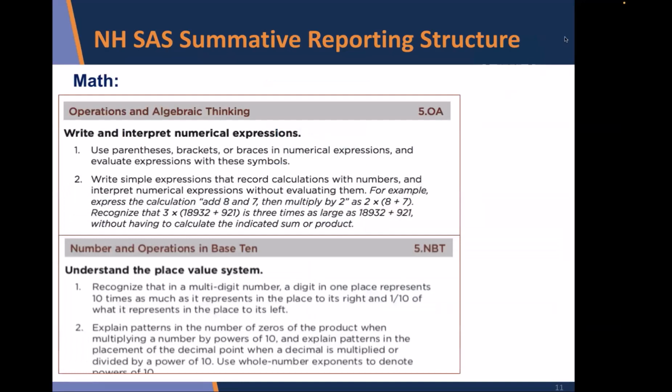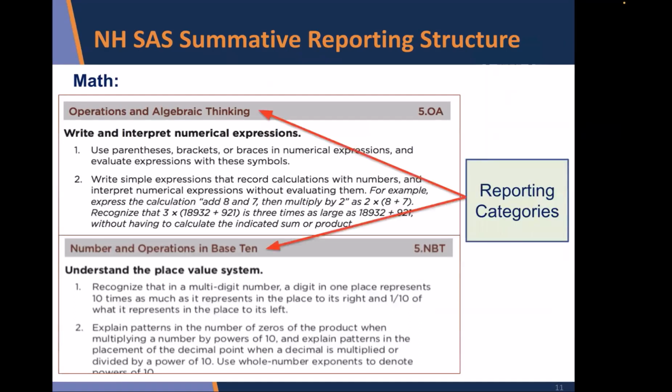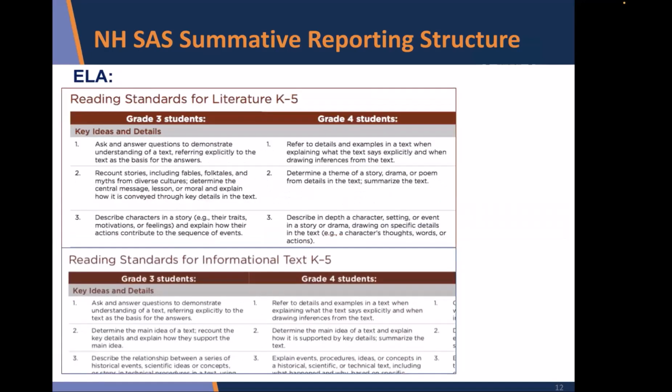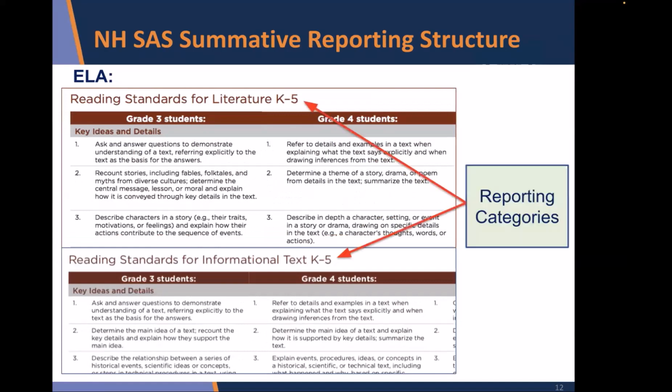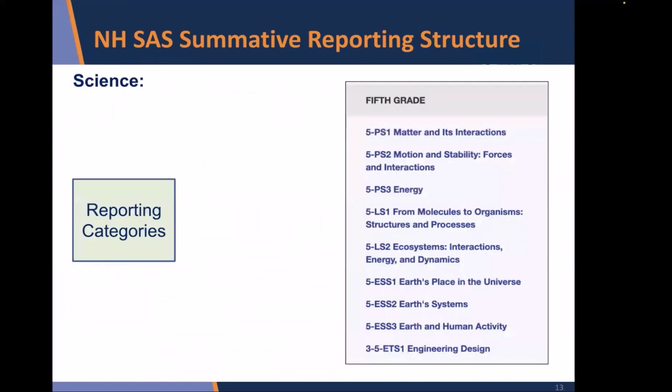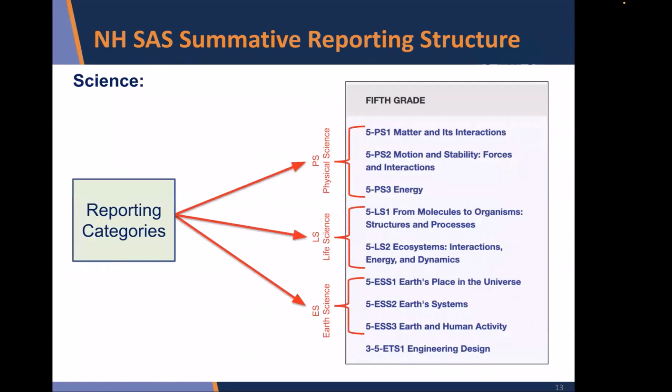If we're looking at the standards compared to the reporting structure, so this is math. If we're looking at the reporting categories in math, those are your big sort of, again, domains of math. The reporting categories might be more than one, but that's what it's in relation to for math. Same thing for ELA. The standards are just a little bit different, but we're talking about reading standards for literature, reading standards for informational text, writing, so on and so forth. For science, it's your three main areas of science. So it's physical science, life science, and earth science that are those reporting categories.